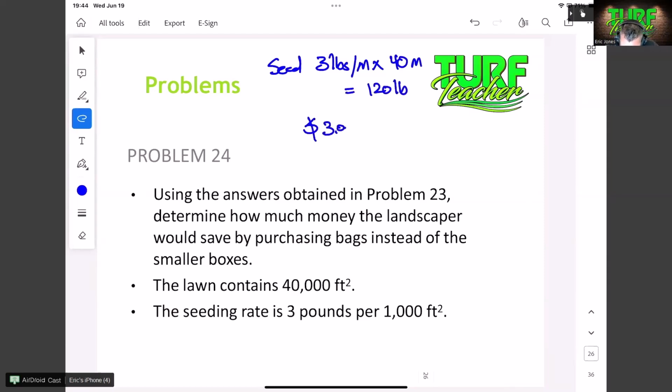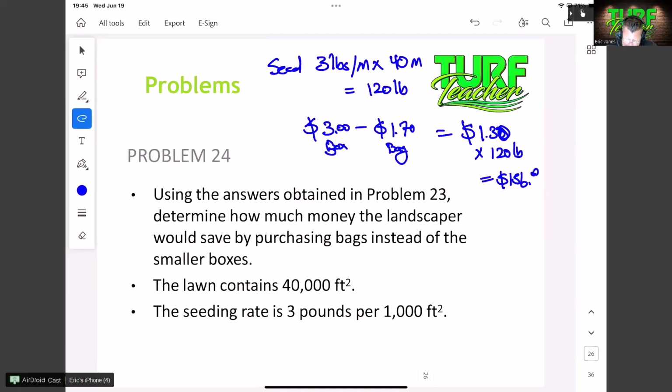Actually, we got the $3 from the previous math problem. $3 minus the $1.70. That's our box, and that's our bag. And so that is a $1.30 difference right there, my fault. And so $1.30, that was 120 pounds. We're actually saving around $156 purchasing it in the bags.